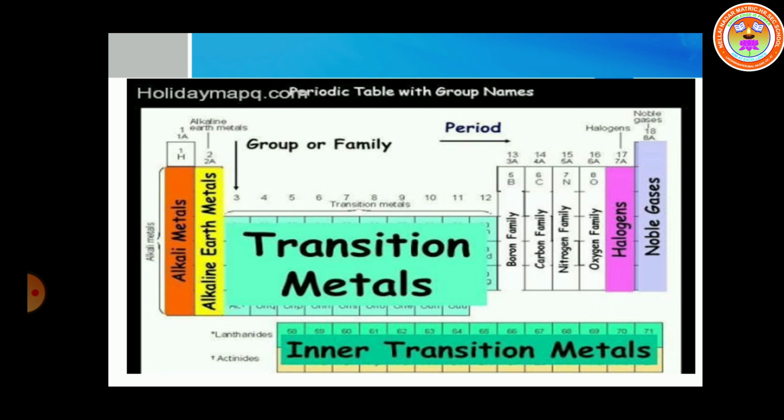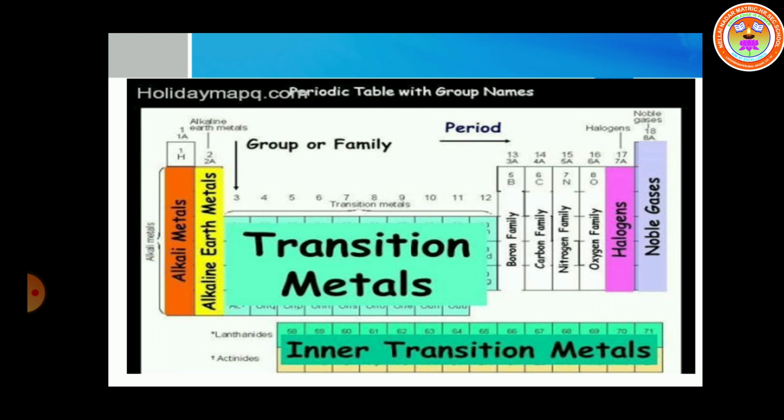And the 17th group is called the halogen family. And in the 18th group, all the inert gases are present. That means all the noble gases are present. So, that group is called noble gases.